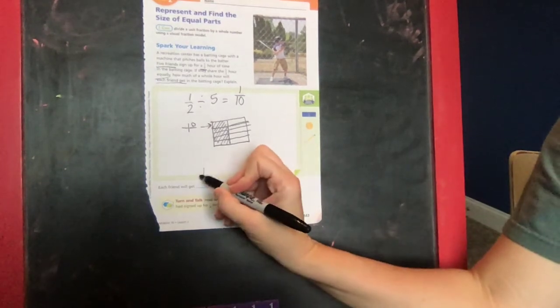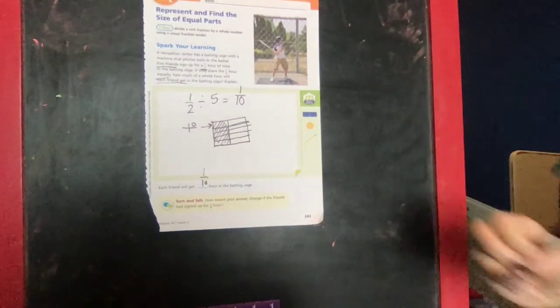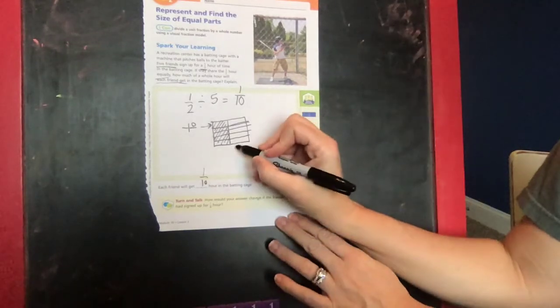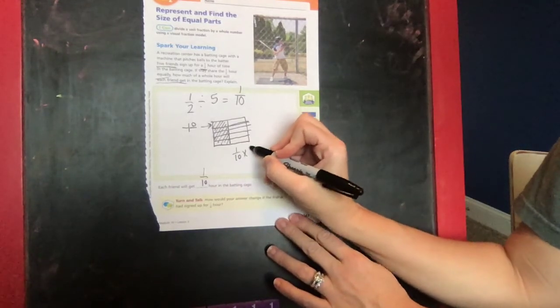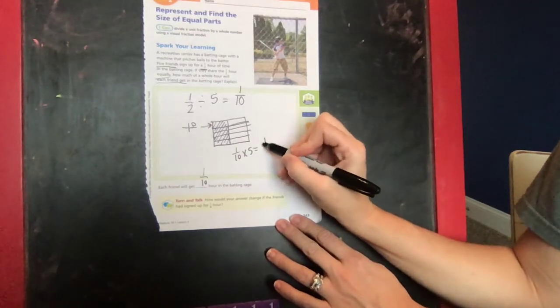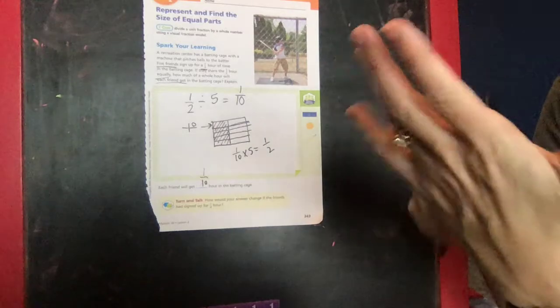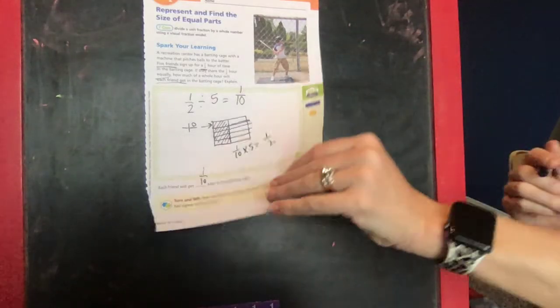So each friend gets 1/10 of an hour. We can check this because like we showed down here, 1/10 times 5 does give me a half. 1/10, 5 times, 1, 2, 3, 4, 5/10, we know is a half, equivalent to a half. Turn the page. We're on page 244.